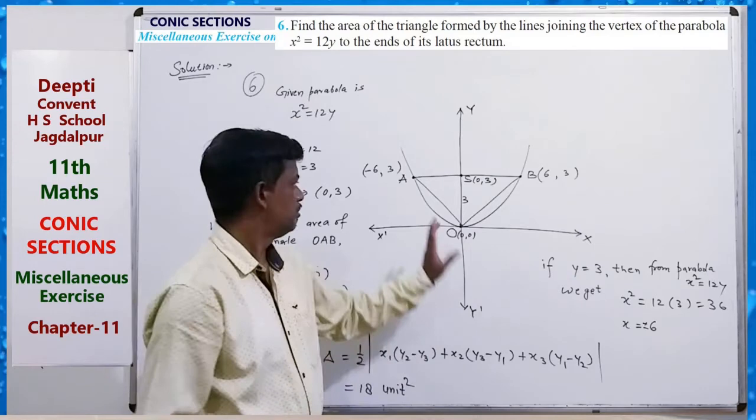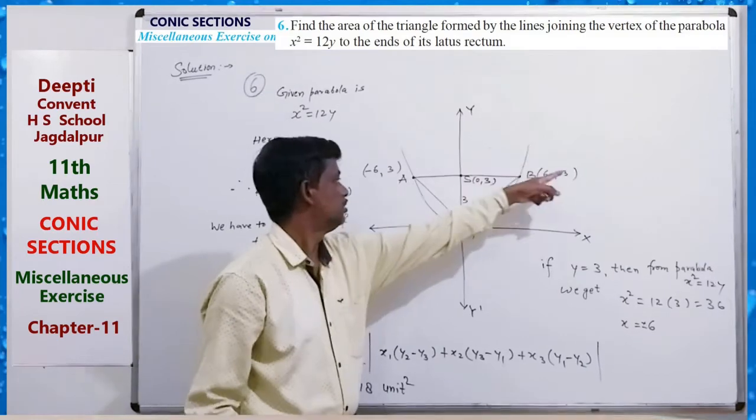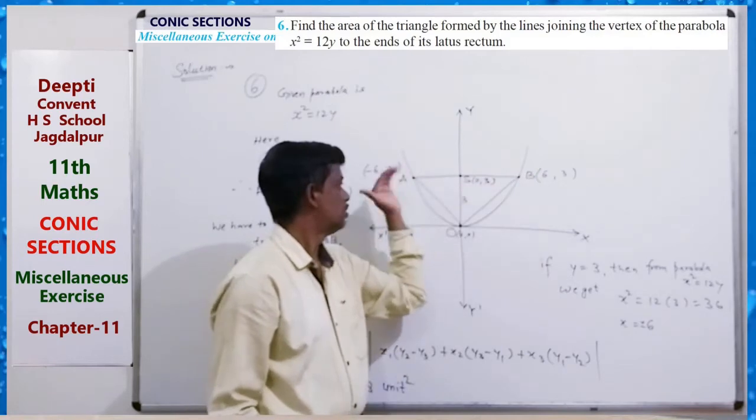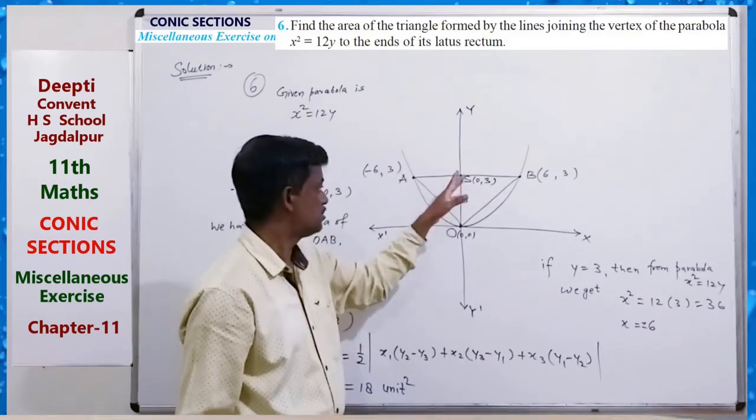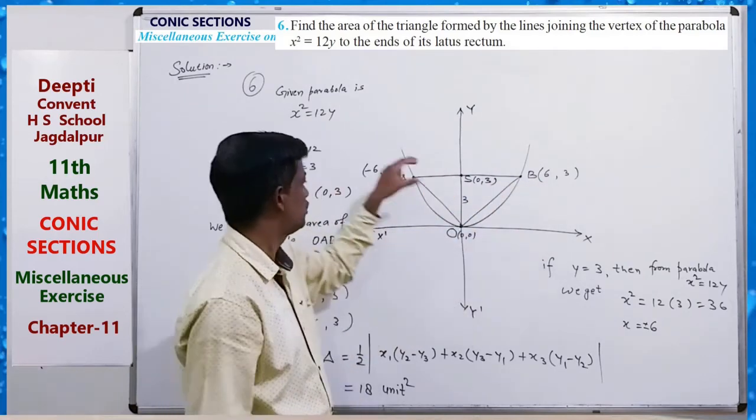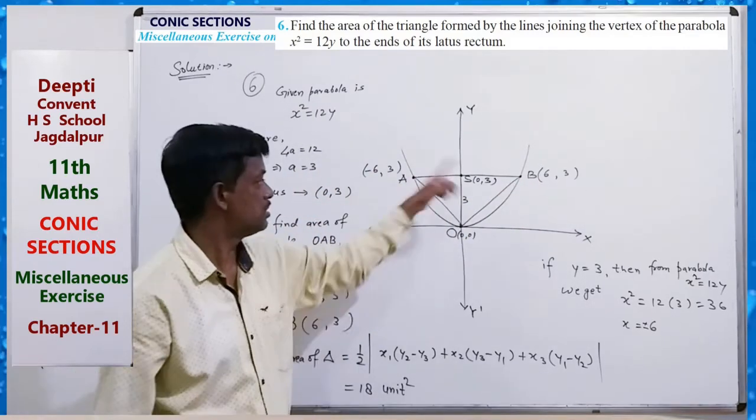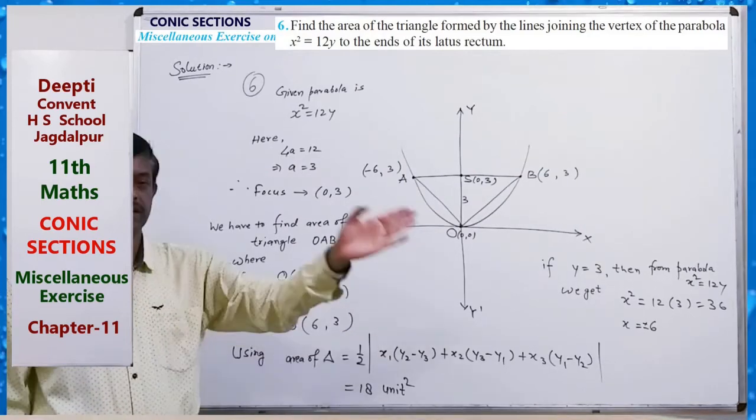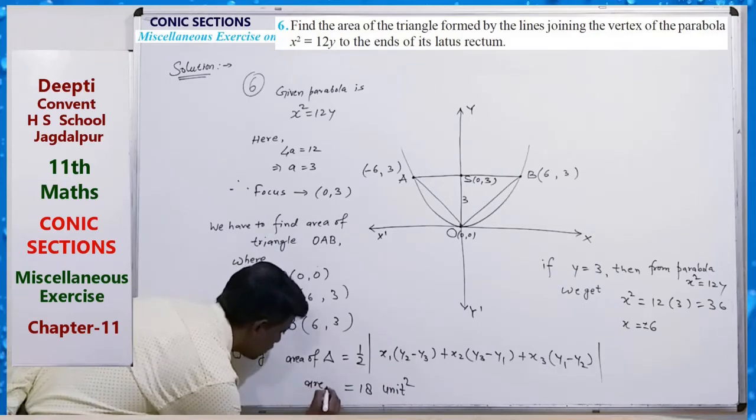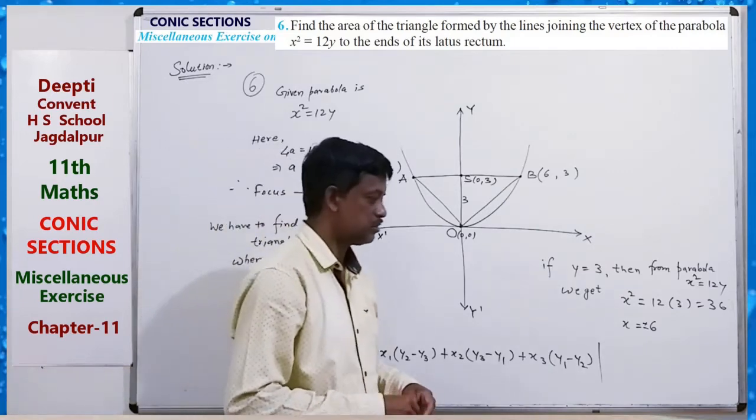We just require only the coordinates. So here 0, 0, and here will be 3, 3, because this latus rectum passes through the focus. So it is parallel to this line, because this line is perpendicular to the axis. So the coordinates are 3, 3, and just put y equals 3 in the parabola. Then we get the value of x as 6 and minus 6. So these are the 3 vertices, and we find the area of the triangle using this formula. Clear? This is question 6.